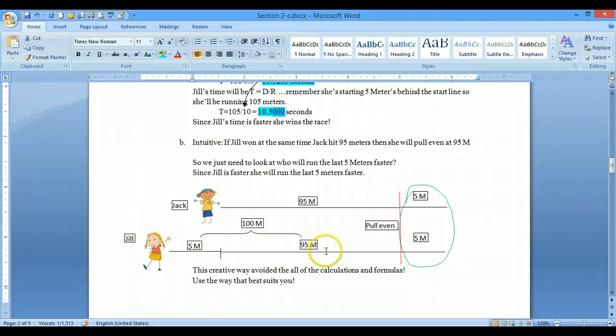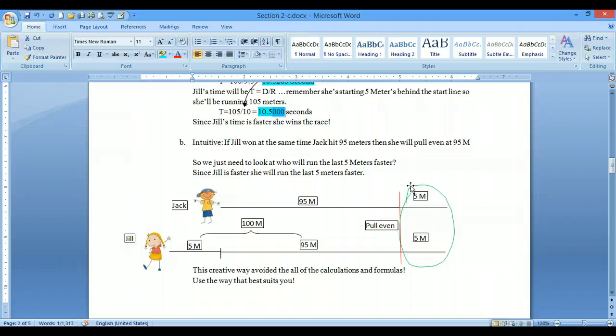So here's her 100 meters. She will have the exact same time as Jack in his 95 meters. And we really only have to compare the last 5 meters of the race. So we ignore all the first part and say who's going to run the last 5 meters faster. Well, Jill's a faster runner, so she's going to pull ahead in the last 5 meters.